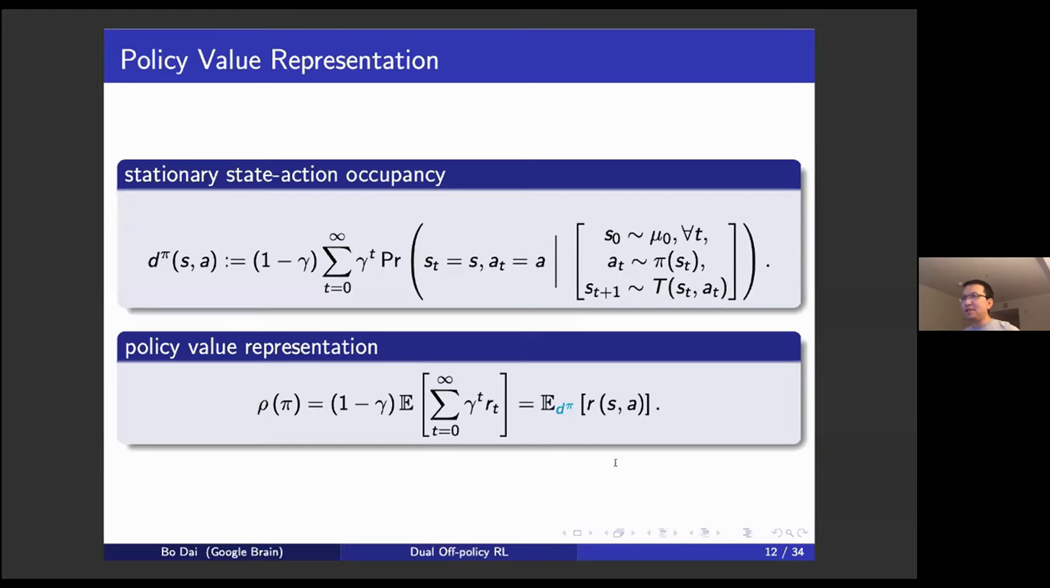Because with this definition, we can rewrite the policy value as an expectation from this distribution, integrating over the reward function. Which means if you have this distribution d pi, you don't need to worry about the MDP, Markov chain, and so on. You just sample from here and do the Monte Carlo approximation, and you will get the real policy value. So the problem is reduced to how I can get this d pi, or something related to d pi. This is the motivation for defining this stationary state-action occupancy.